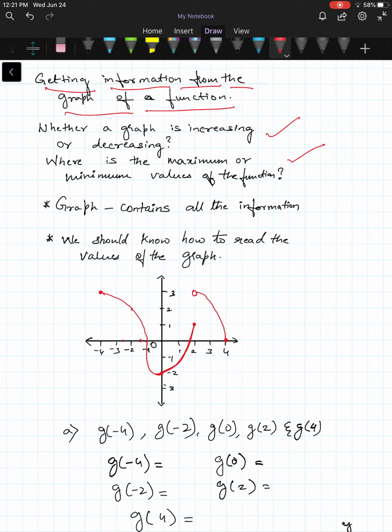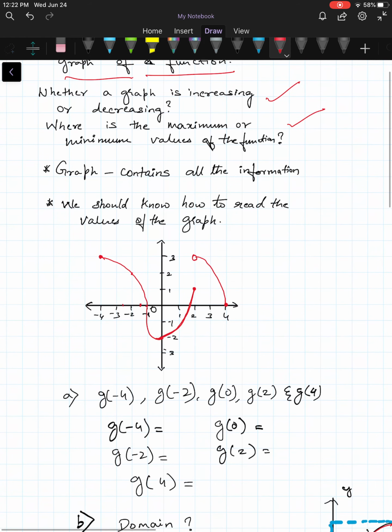A graph of a function contains all this information, and if we know the techniques of extracting information from a pictorial representation, we will be able to answer all these questions. So we should know how to read the drawing of a graph, how to read values from a sketch of a graph, and how to answer all these questions.